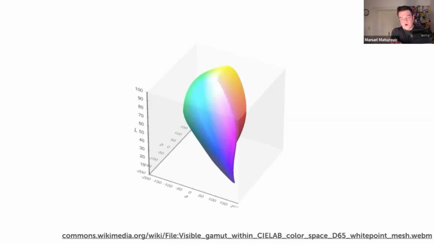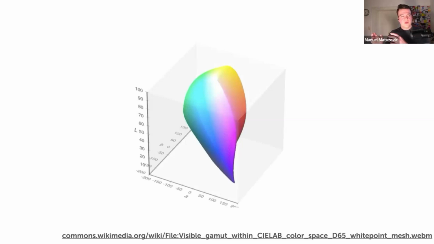And the way that Lab works is there is a lightness component similar to HSL, which goes from 0% to 100%. And then we have an A-axis and a B-axis. And the A-axis is relative to the opponent colors green and red. So if you use a negative value, it goes towards green. If you use a positive value, it goes towards red. And then we have the B-axis, which is relative to the opponent colors blue and yellow.